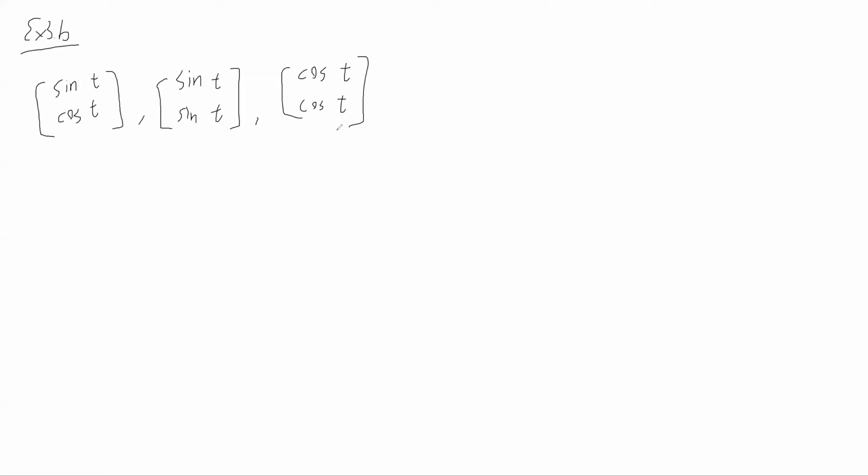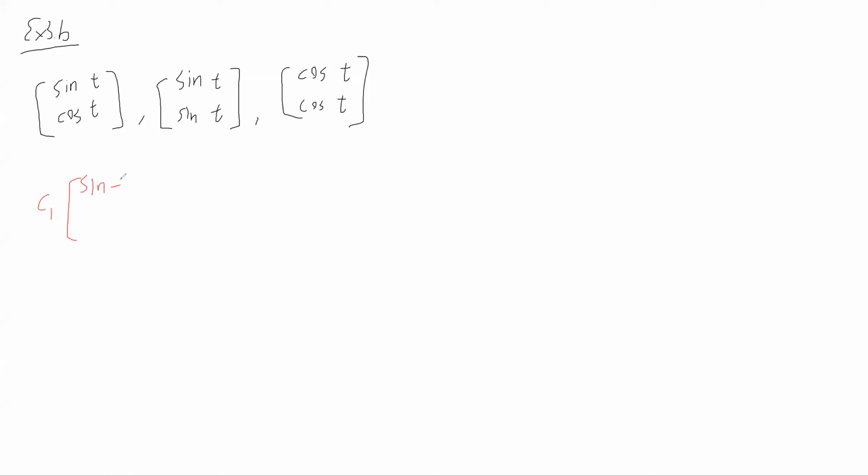Sorry, not 2, 3b. So we have 3 vector functions: sine, cosine; sine, sine; cosine, cosine. I want to show whether they are linearly independent or linearly dependent. Since we have 3 of them and each of them only has 2 entries, there is no way to use Wronskian, because the dimension is not going to match up. So we're just going to use the definition.